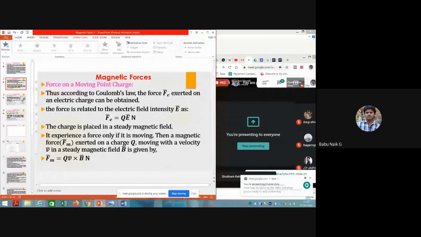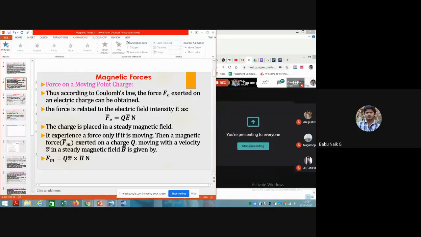In electrostatics, we have already studied from Coulomb's law the force exerted on an electric charge. It can be calculated from the electric field intensity. In an electrostatic field, the force is equal to the magnitude of the charge times the electric field.